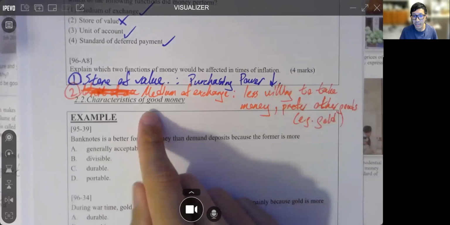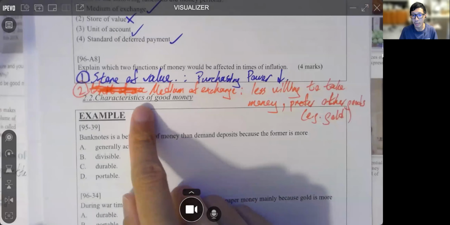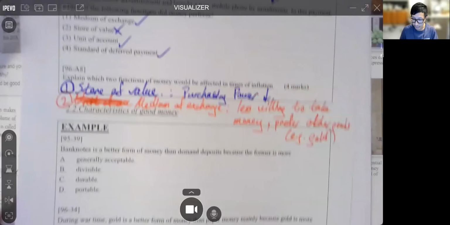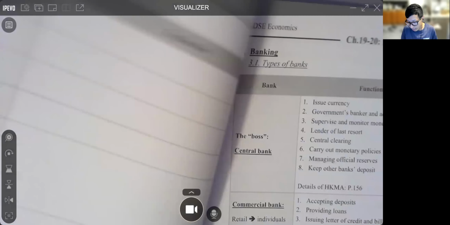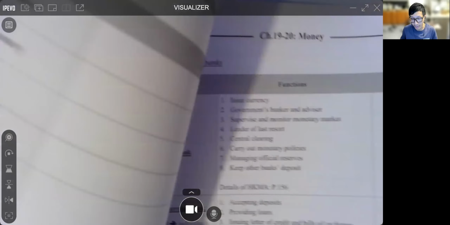Okay, so for next chap, the next video, we will talk about the characteristics of good money. And probably we can talk a little bit about types of money as well.